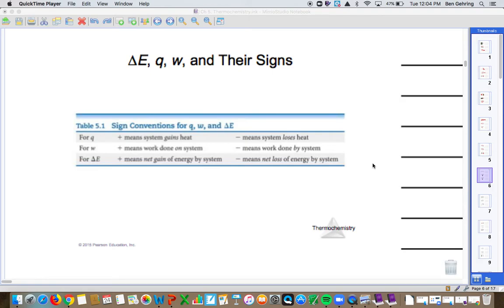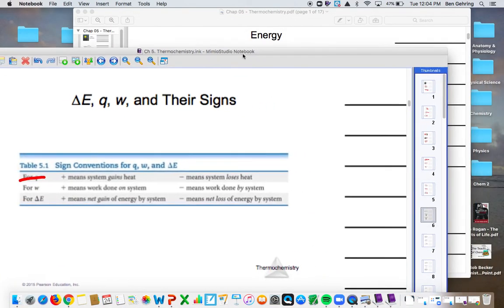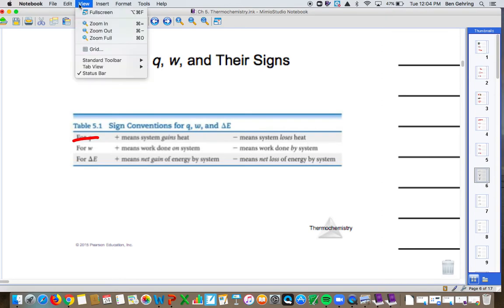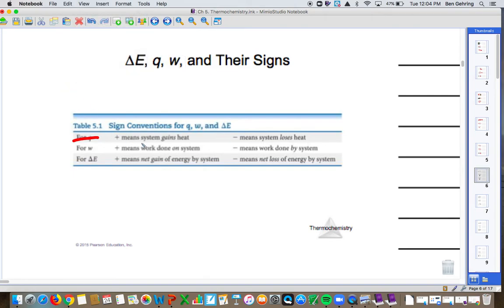And because of this, we can have some signs that go with them. This tells us what's going on. So for Q, again, Q is heat in this situation. If Q is positive, that means we are gaining heat. If Q is negative, because Q is heat and it's negative heat, it means we're losing heat.